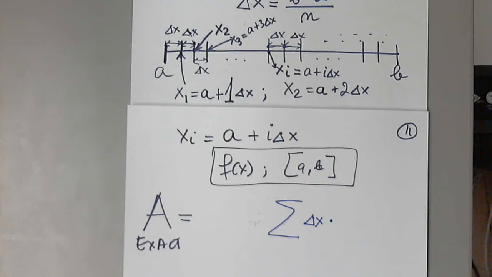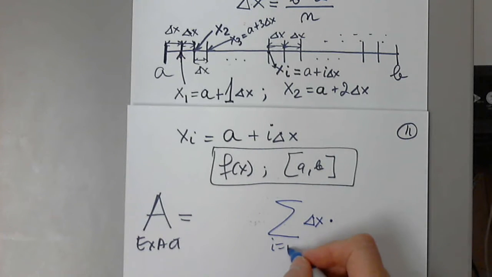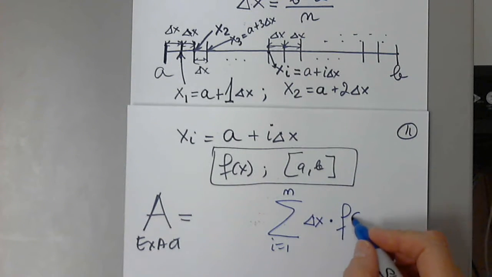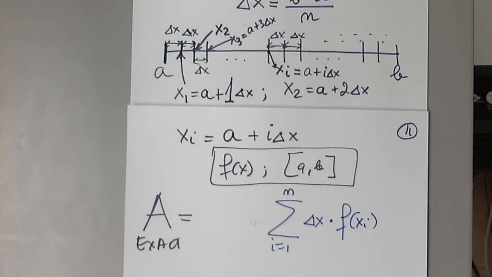What is the height for each subinterval? What is the height? F of xi. For each x, it changes. The height changes, right? So for the first subinterval it is this height. For the next one, it may be this. For the next one, it may be this. So it's for each subinterval. From i equals 1 through n subintervals, I have to multiply by f of xi.